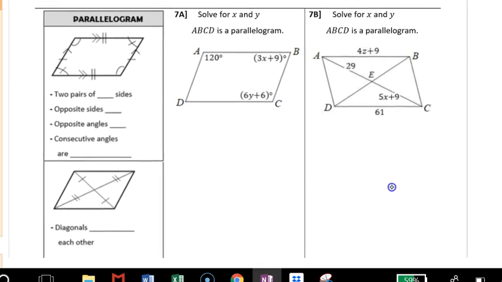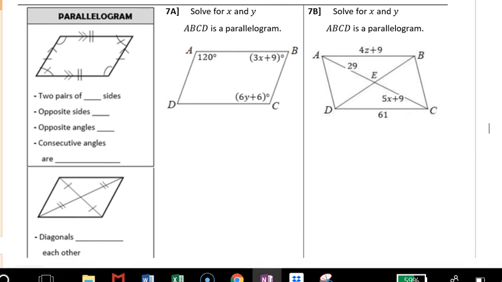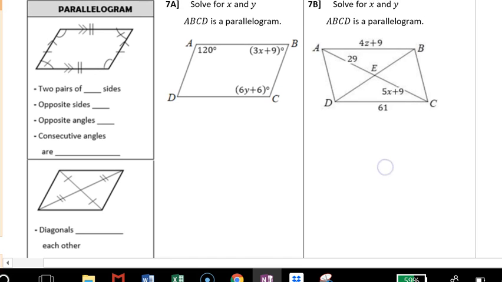So let's talk about parallelograms, like questions number 7A and 7B. There are several properties of parallelograms here along the side that we will discuss. I'm going to go ahead and talk about the properties and then jump into the problems where they actually occur. So I'm going to be doing 7A and 7B kind of simultaneously, so just bear with me on that.